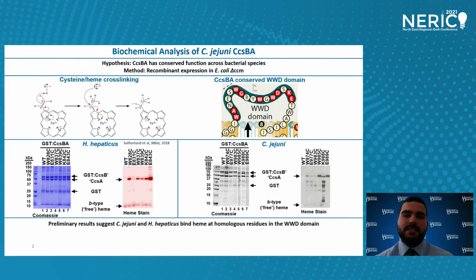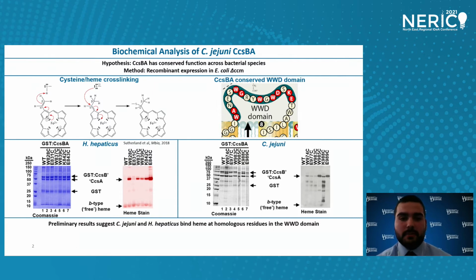We hypothesize that CcsBA has conserved function across bacterial species, and using a recombinant expression method in E. coli with its native System 1 CCM proteins knocked out, we're able to investigate different biogenesis systems. A cysteine mutant library across the conserved WWD domain of CcsBA has been achieved, and a cysteine heme cross-linking approach has been taken. When these mutant cysteines come in close contact with heme, a cross-linking event occurs, covalently trapping the heme in the WWD domain.